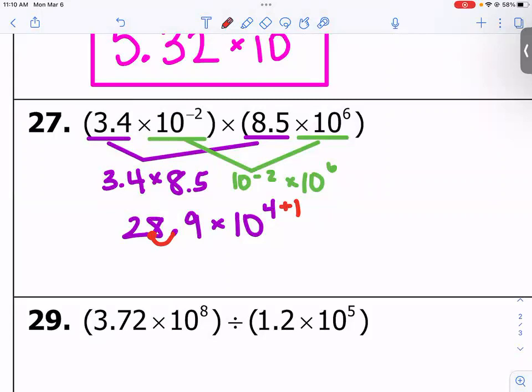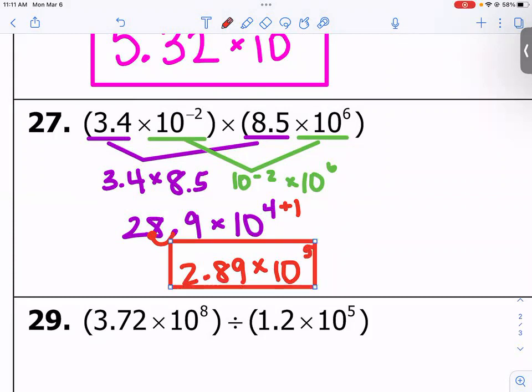Since it's a number bigger than 10, or bigger than 9, we have to adjust it, which means this exponent is going to get bigger. So 2.89 times 10 to the 5th is what I would want for your answer. All right, so how about you try number 28?